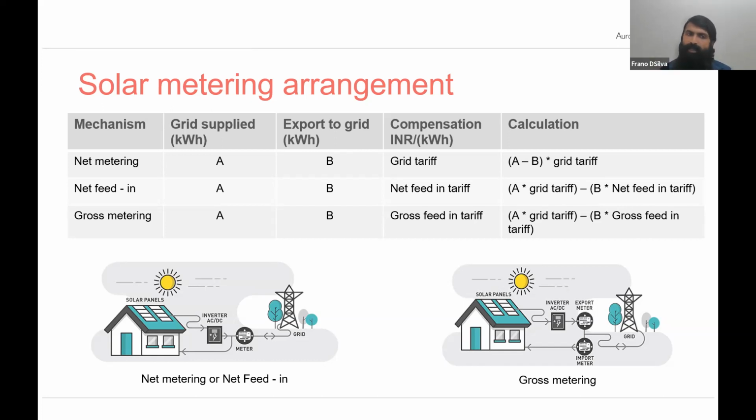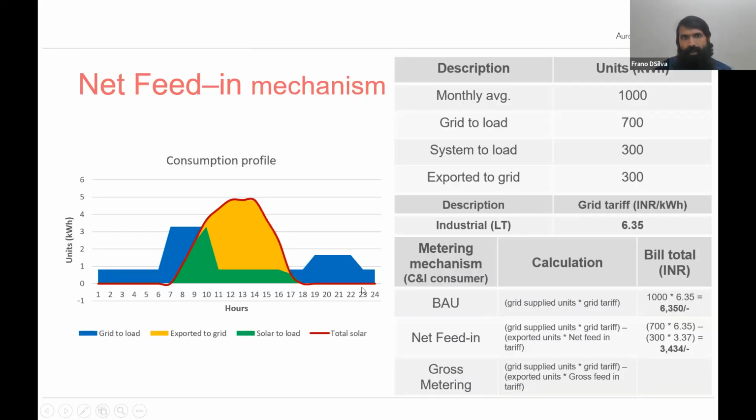To explain a bit on how the energy accounting takes place for net feed-in and gross metering mechanisms, we take a small example from the previous situation. In this example, we are trying to simulate an accounting scenario for the net feed-in mechanism. As you can see, we have a monthly average of 1,000 units.